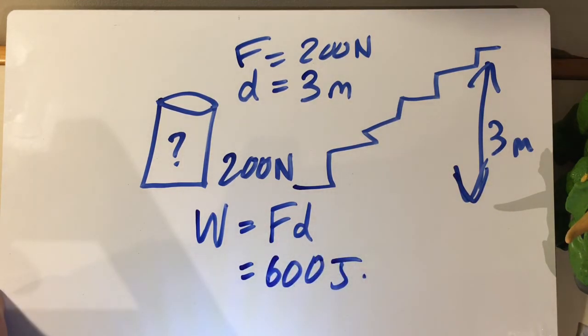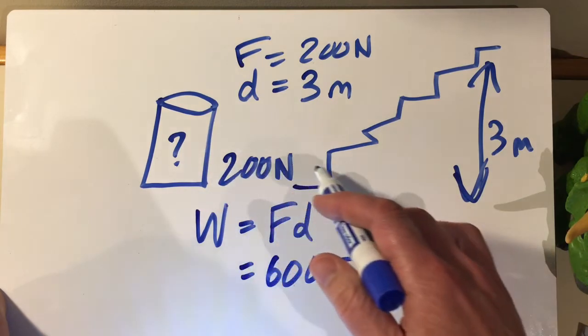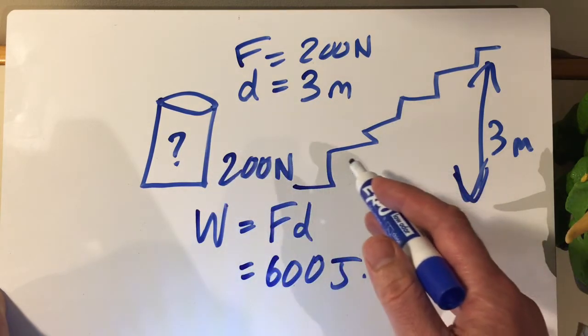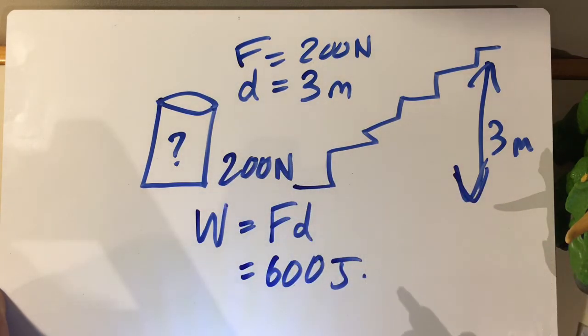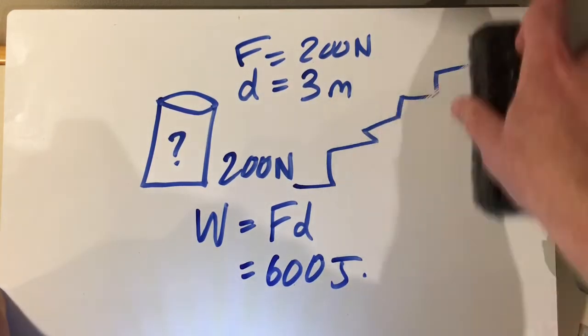Okay, so the force can be exerted upwards. It can be exerted side to side. We could slide those groceries, and if the force needed to slide them was 200, then the work done would be 600 joules again. So that is basically work. The next concept I'm going to do is power.